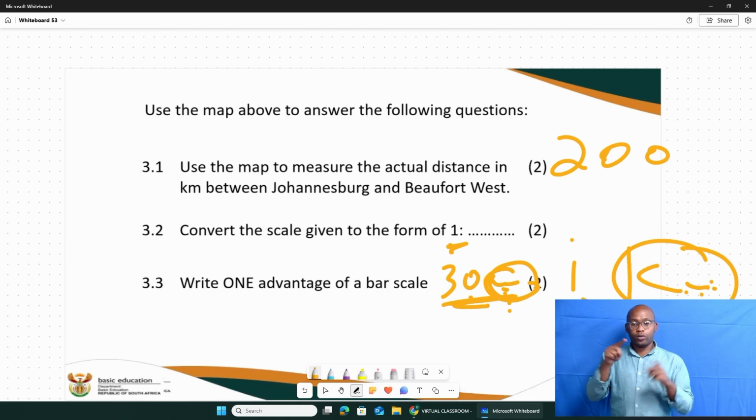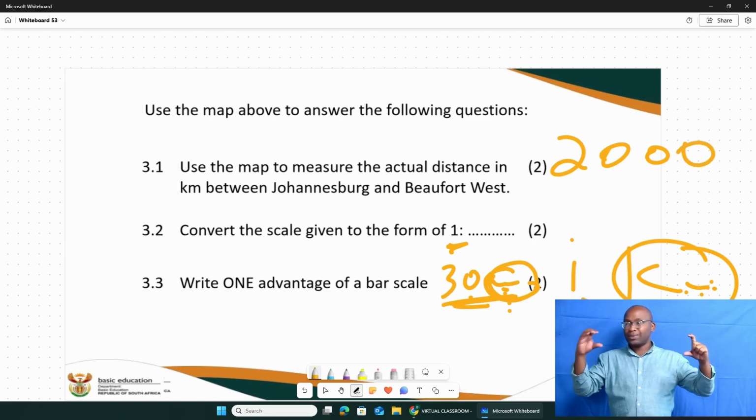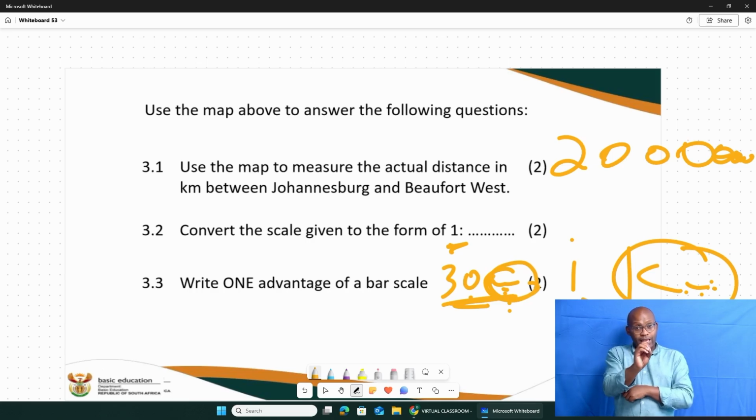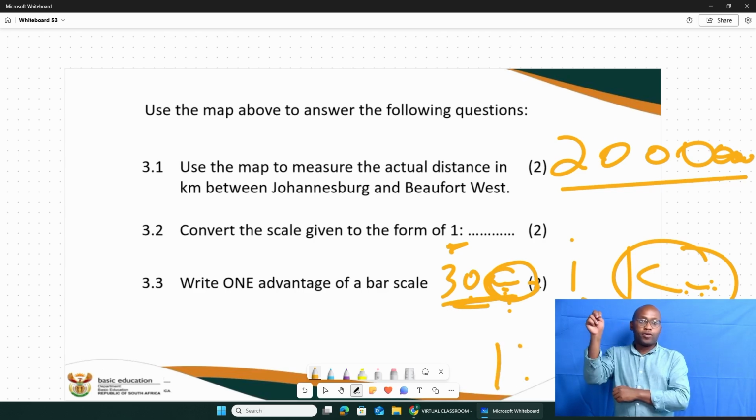If I've got 200 million, and I've got 30, then I divide my 30 by 30, and I divide my 200 million by 30. Then I'll get 1 is to the scale factor that is needed. All right, we are finished.